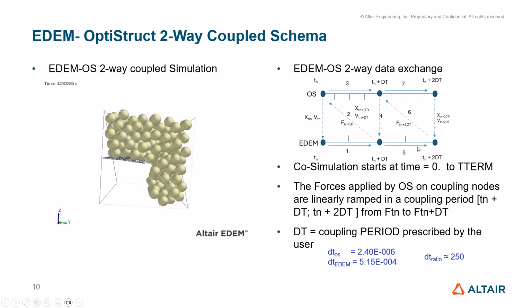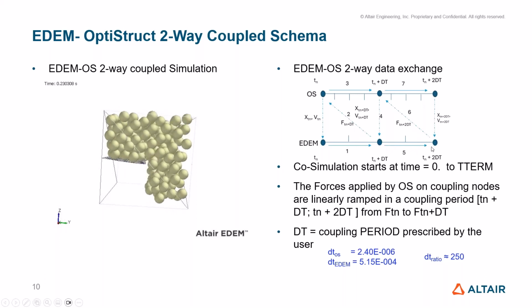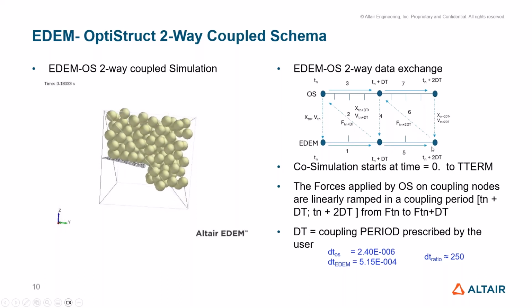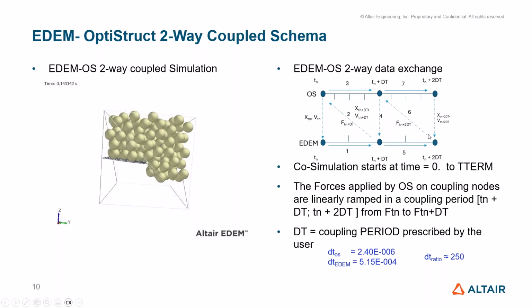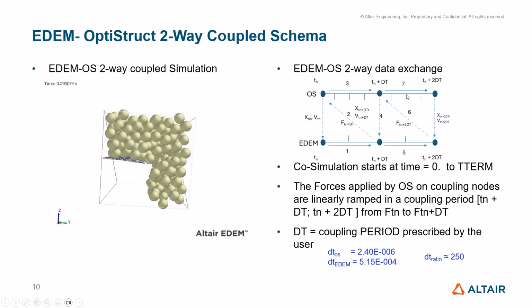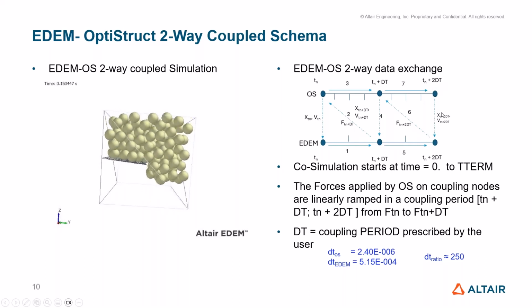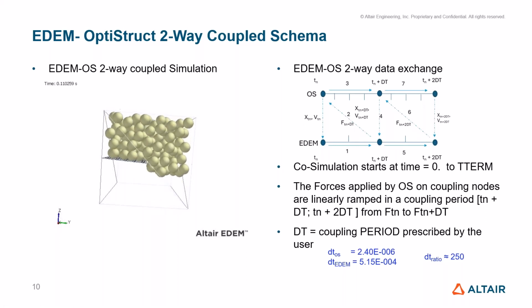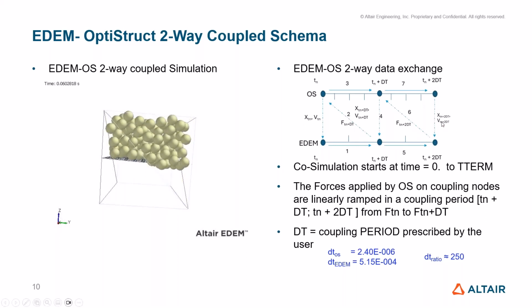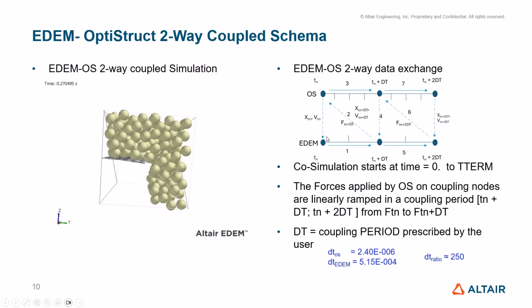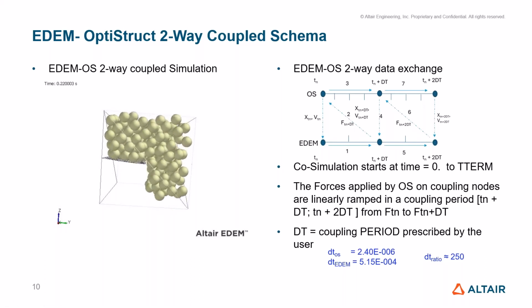It starts particle generation, and the force exerted by the particles is again transferred back to OptiStruct for the new increment. Then OptiStruct solves to another time increment, Tn plus 2 dt. From there, OptiStruct transfers the new node positions and velocities. So this is how the EDEM plus OptiStruct two-way coupling scheme works.